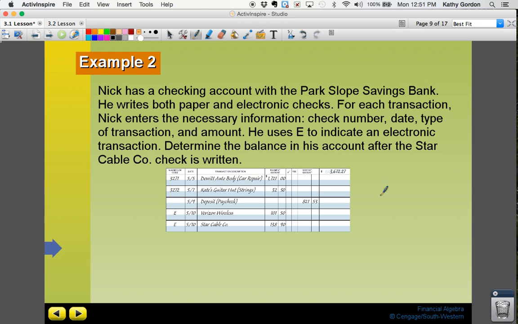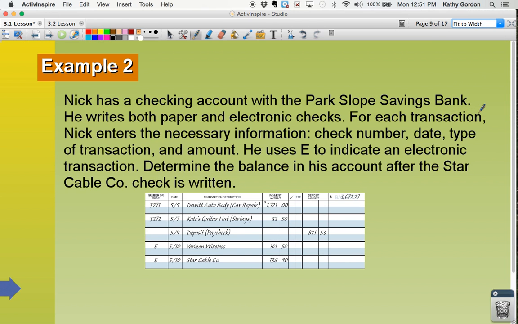All right, you don't necessarily need to write this one all out, but I just want to show you an example quick of what a check register kind of looks like, and then you're actually going to get a chance to fill one out yourself. So in this example, it says Nick has a checking account with the Park Slope Savings Bank. He writes both paper and electronic checks. For each transaction, Nick enters the necessary information.